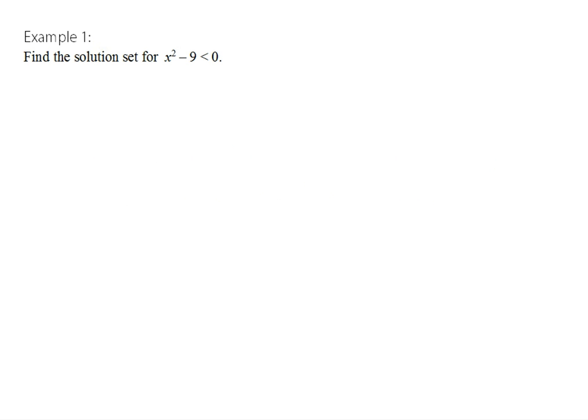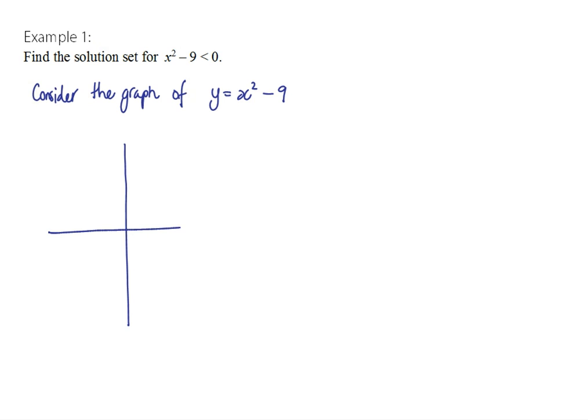So a fairly simple example, x squared minus 9 less than 0. So we want to know, when is x squared minus 9 less than 0? So we need to consider the graph of y equals x squared minus 9 so that we can see where that is less than 0. Where does that graph sit below the x-axis? Where is it negative? So y equals x squared minus 9, well, that's a fairly simple graph. It's a standard parabola translated down by 9.